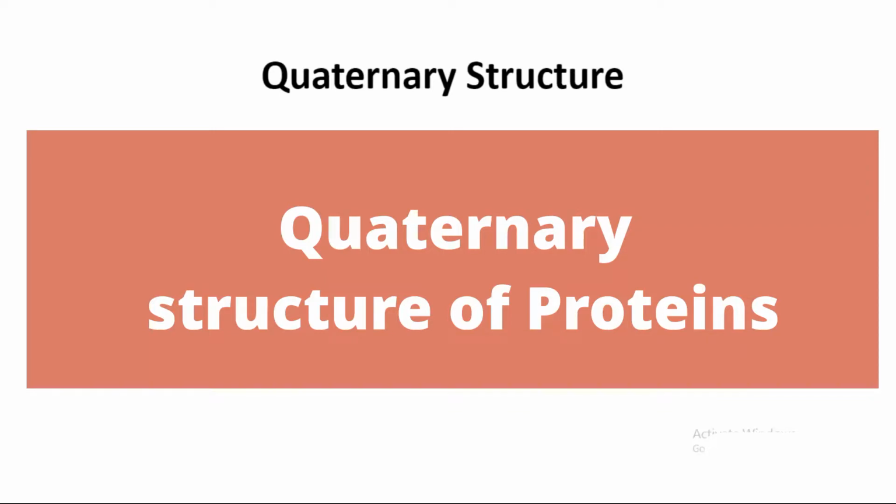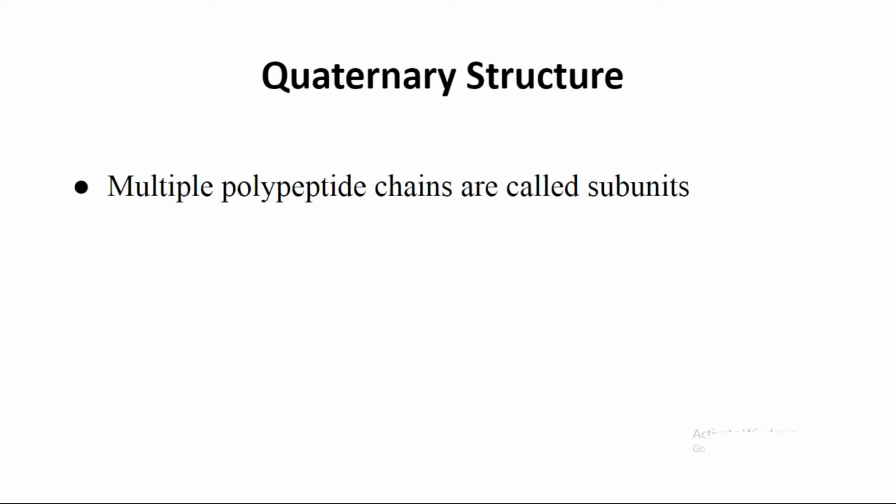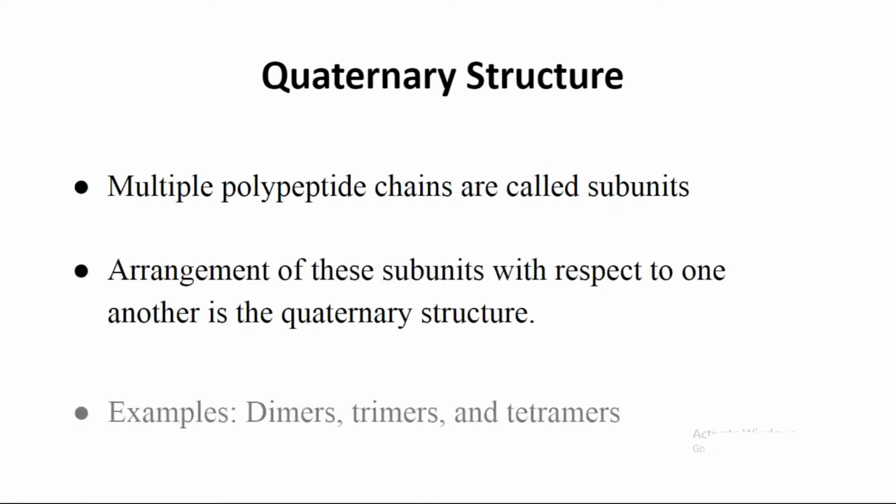The arrangement of multiple polypeptide chains builds up a subunit, and when these subunits combine with each other, they make a quaternary structure, right? Based on the number of subunits present in that quaternary structure, we can call it a dimer, trimer, or tetramer. If there are two subunits, we call it a dimer, if there are three subunits, a trimer, and in the case of four subunits, we call it a tetramer.